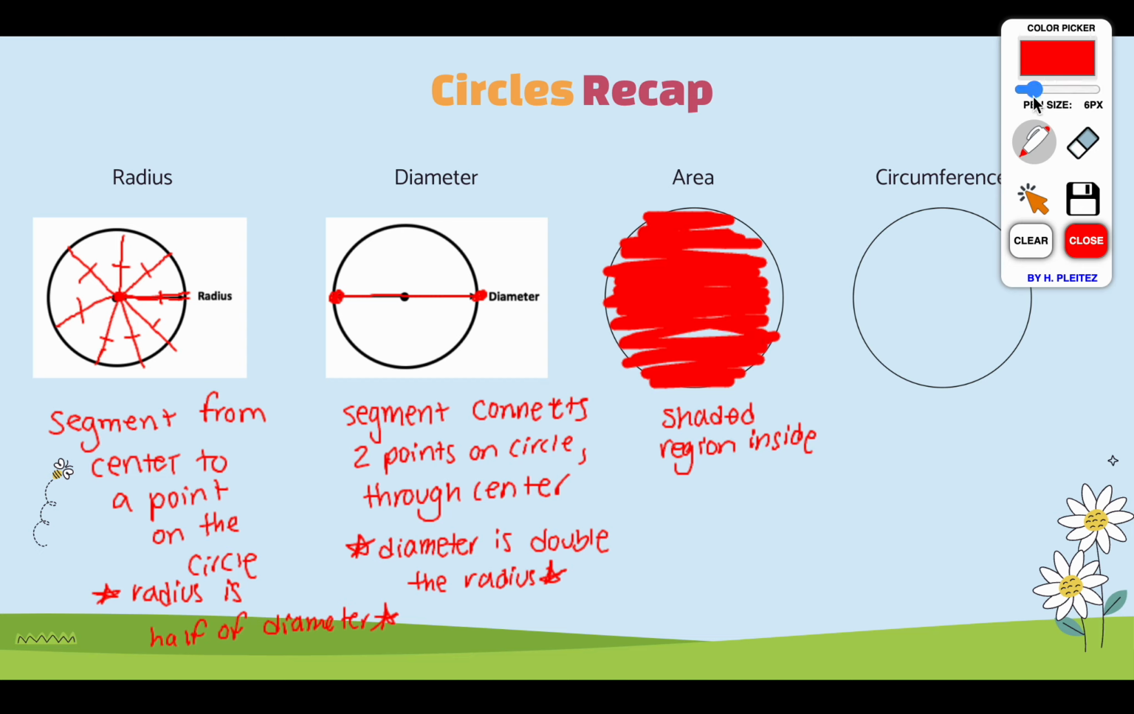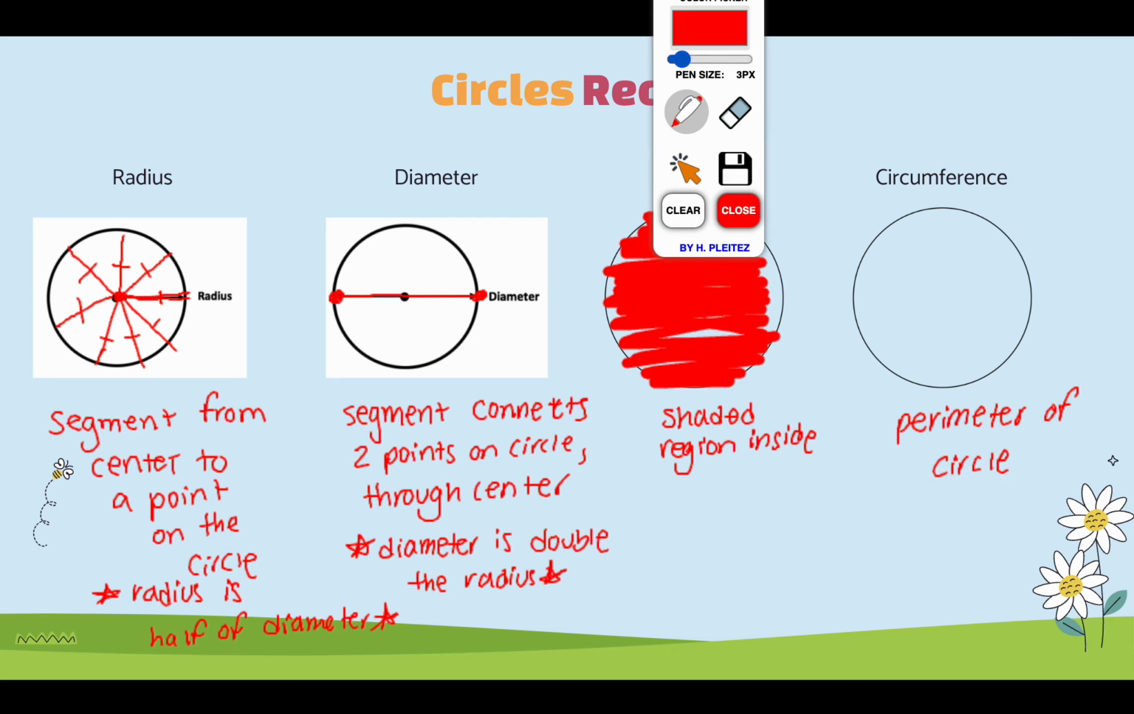And then last but not least, we have the circumference of our circle. And the easiest way to put this is that it's the perimeter of the circle, right? So it's like the boundary of the circle, the outline of the circle. So if we highlighted that, it would look something like this. And you guys should do this too with markers or highlighters. You should be making the same markings in your notes so that you have it to refer to.